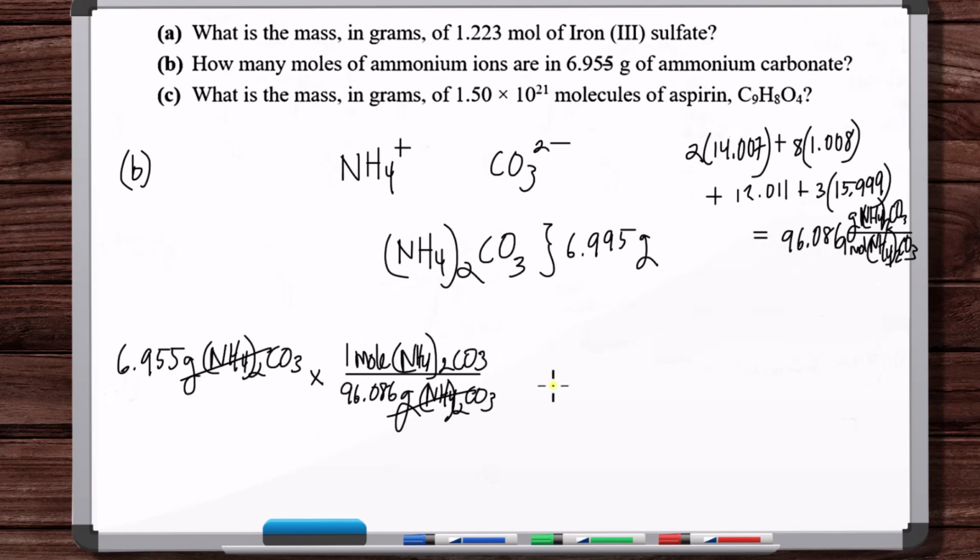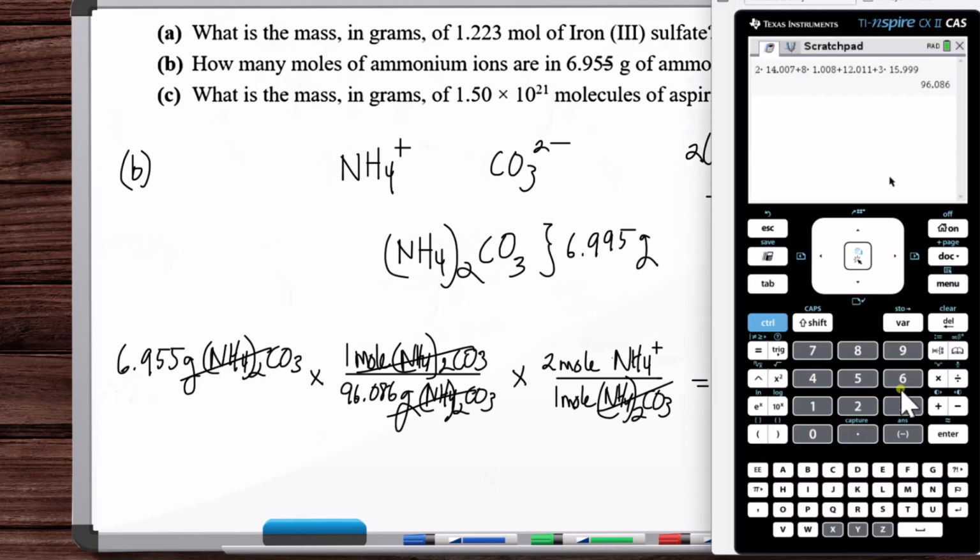In terms of a count for each one of these, how many ammonium ions are there? Well, there's 2, right? For every 1 mole of (NH4)2CO3, you have 2 moles of NH4 plus cations. For every 1 of these in the substance, there's 2 of these. So now we're in moles of the ammonium cations. 6.955 times 2 divided by the molar mass gives 0.145.